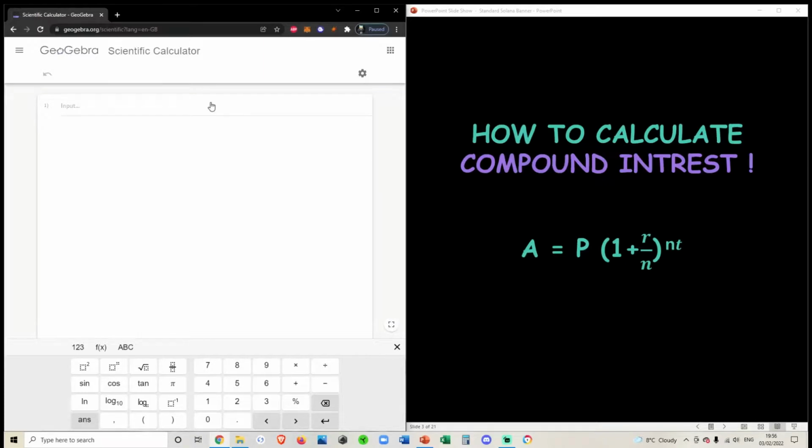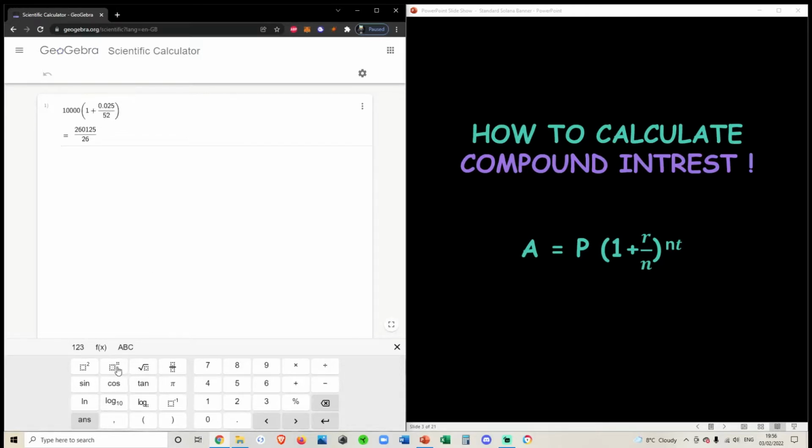Let's say this time our bank is offering us a 2.5% interest, which is compounded weekly, and we want to invest for the next 5 years. What we're going to do for this example is invest £10,000. Simply do what we did before, close brackets, 1 plus, and then at the top we put our interest rate. So for this, 2.5% would be 0.025. Now we're getting paid this interest weekly, and there's approximately 52 weeks in a year, so we put 52 here.